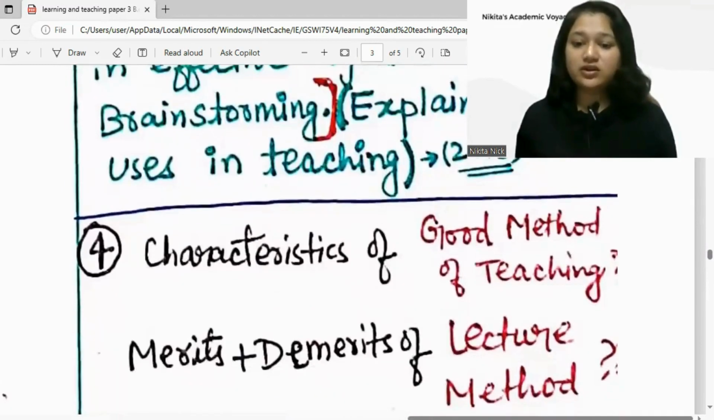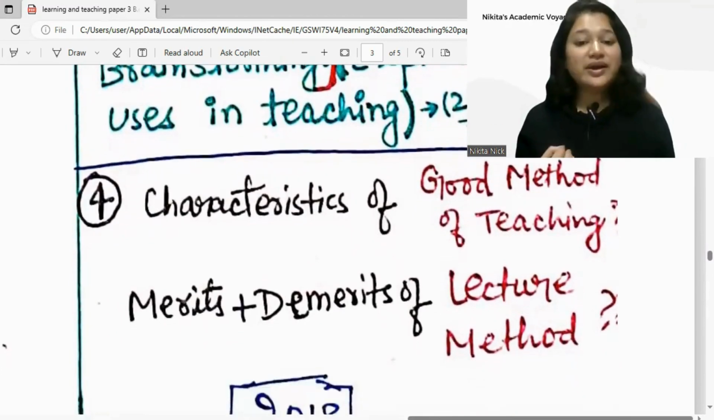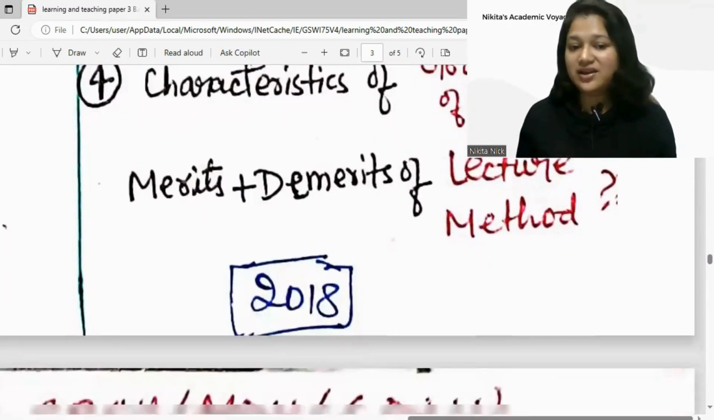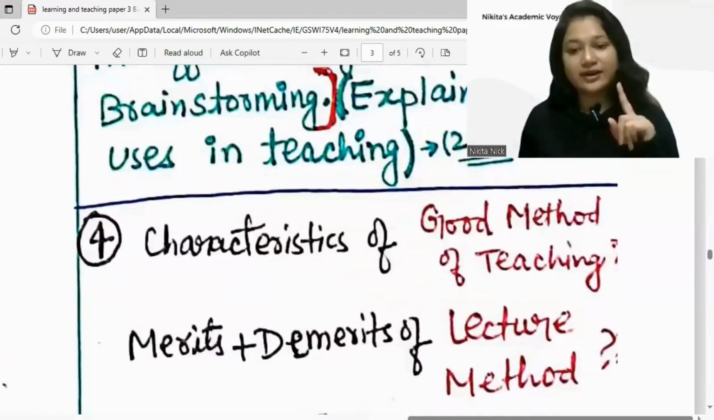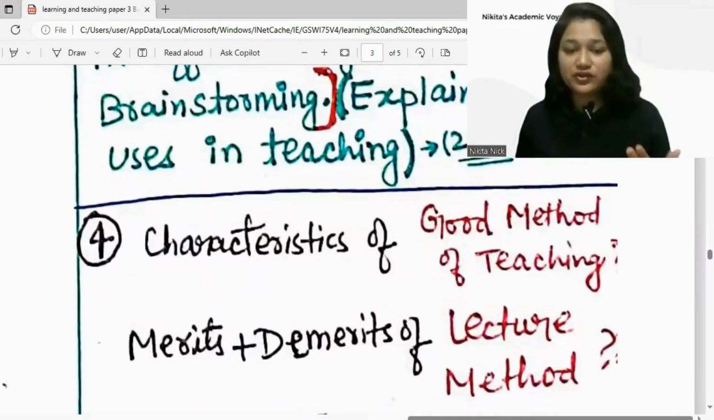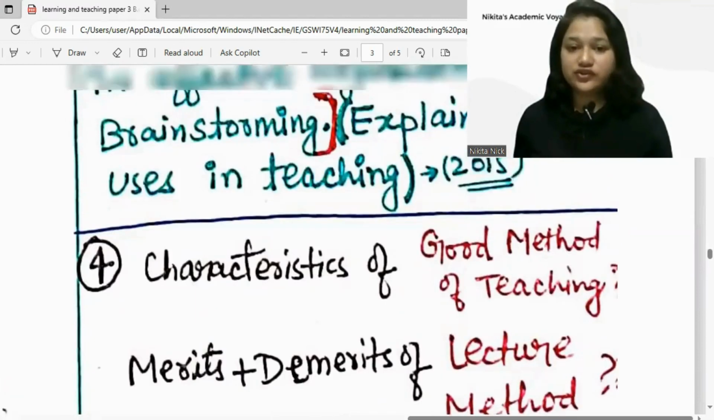Characteristics of good method of teaching. What are the characteristics of a good method of teaching? What are the merits and demerits of lecture method? As I said, anything can be asked. It was asked in 2018, one time. Good method of teaching, characteristics, and merits and demerits of lecture method.